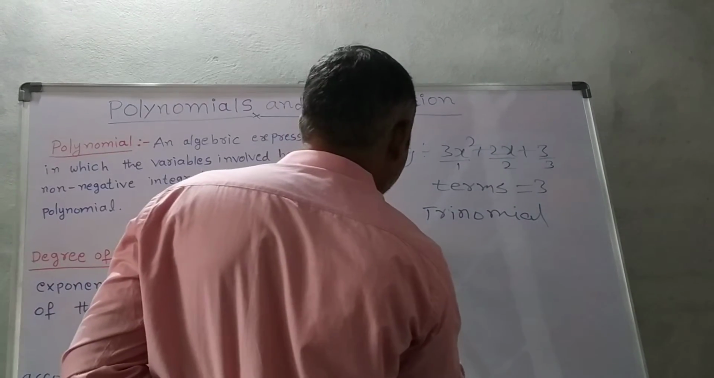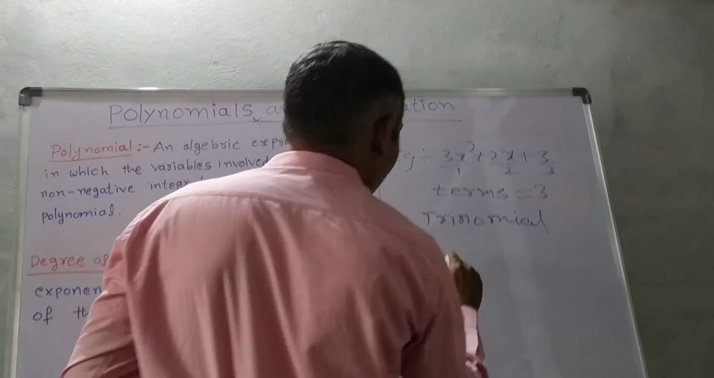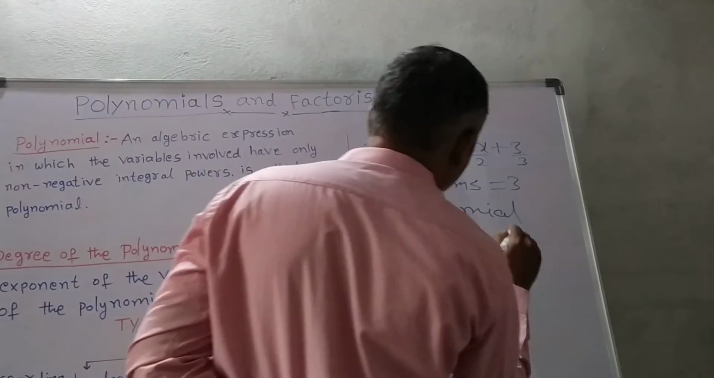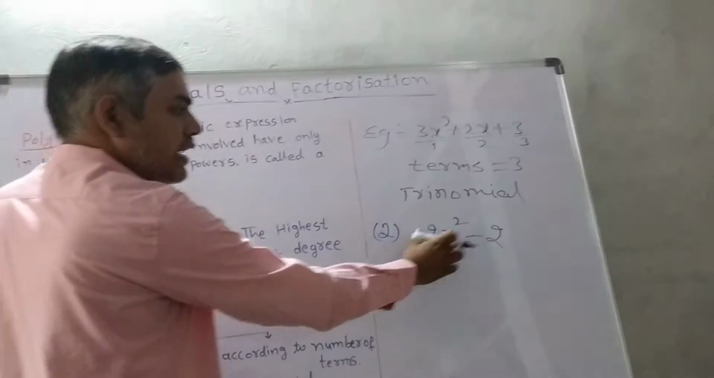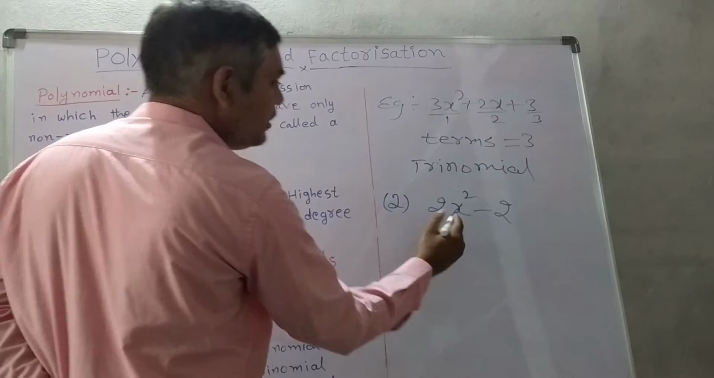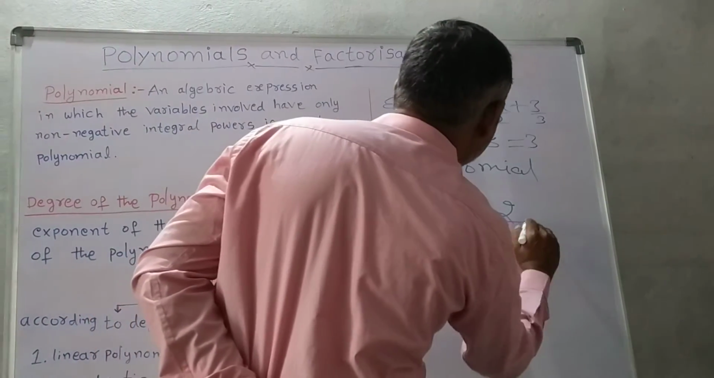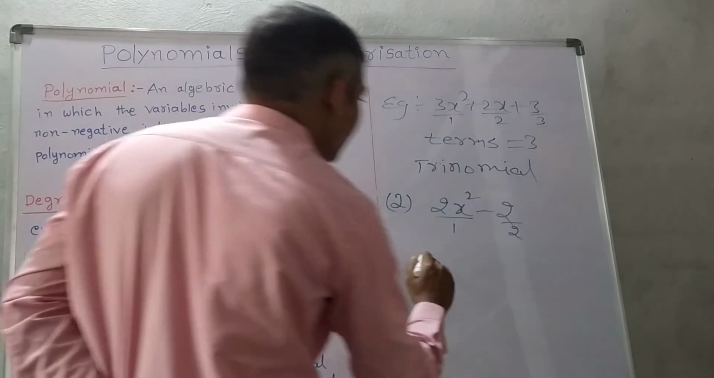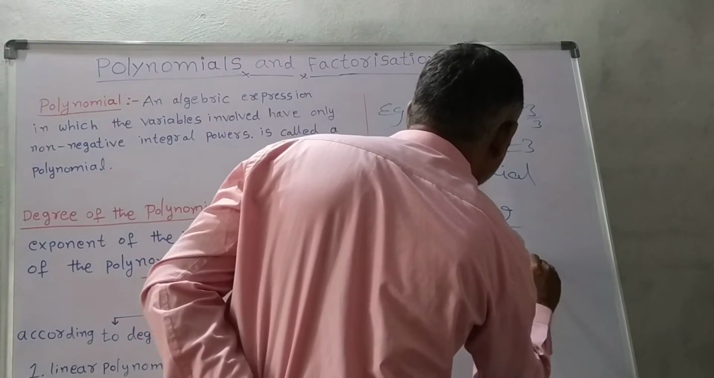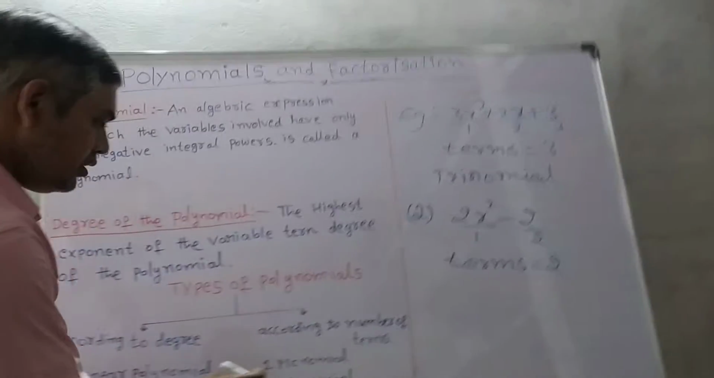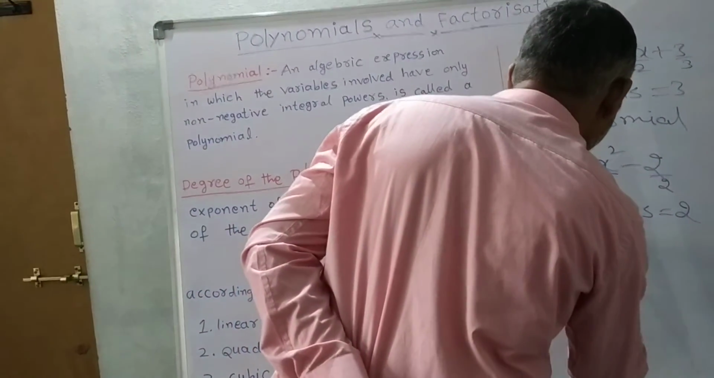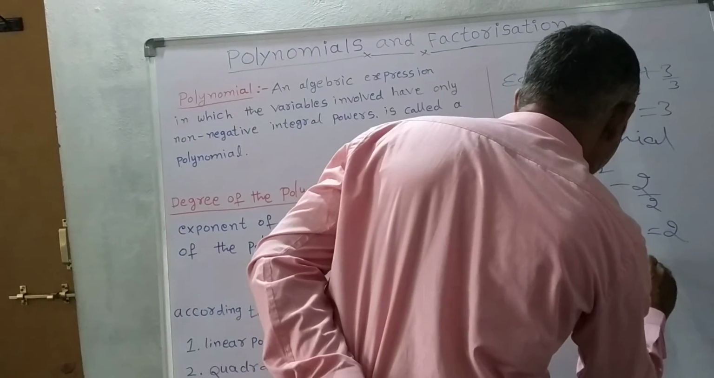For example, second example, 2x square minus 2. In this polynomial, there are 2 terms. Why? Because the minus is dividing the 2 terms. This is term number 1 and this is term number 2. When the number of terms is 2, the type of polynomial is called binomial.